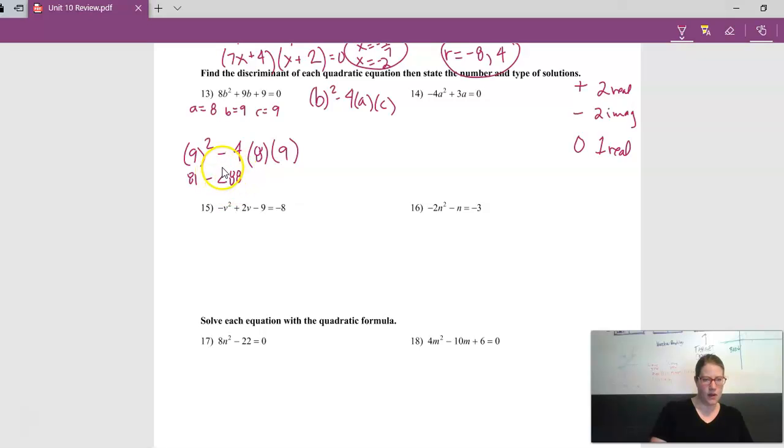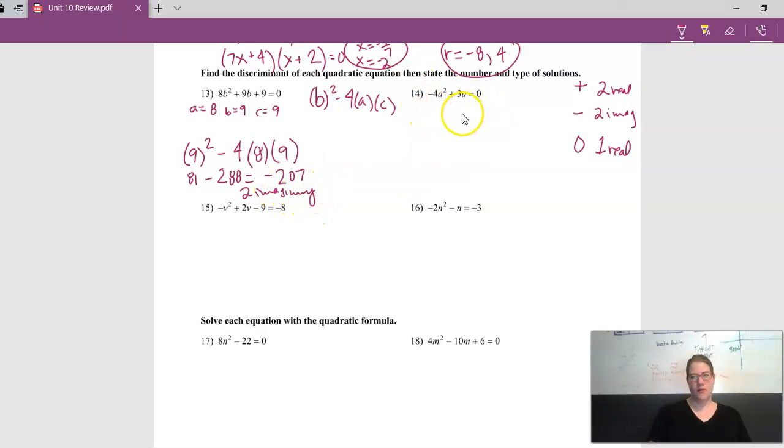So I have 81 minus 288, which gives me -207. So there's my discriminant. It's a negative number. Because my discriminant is negative, I know there's going to be 2 imaginary solutions.